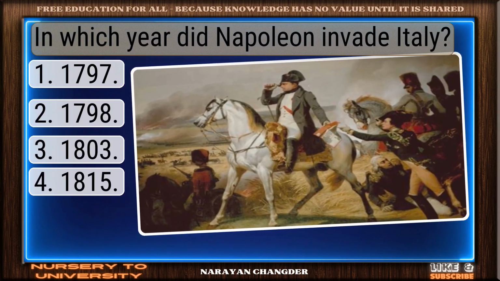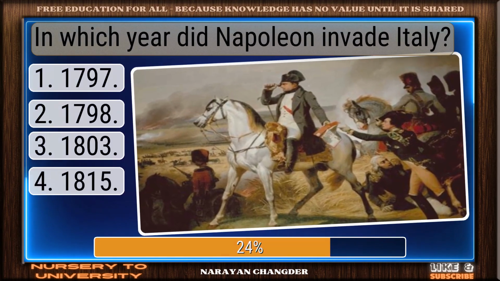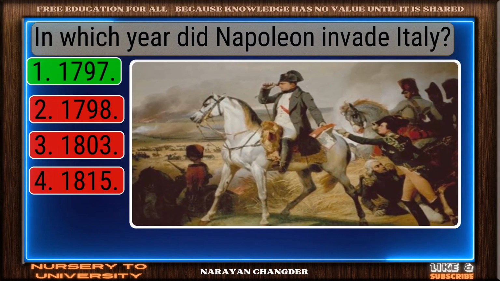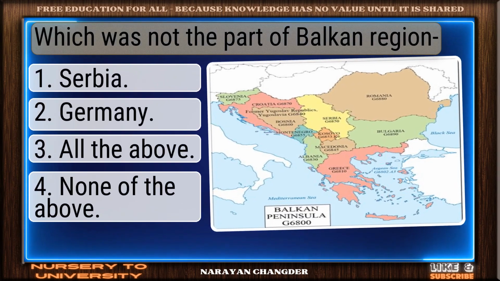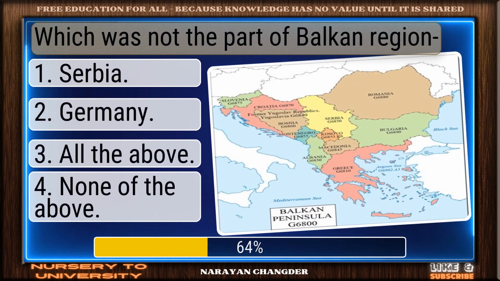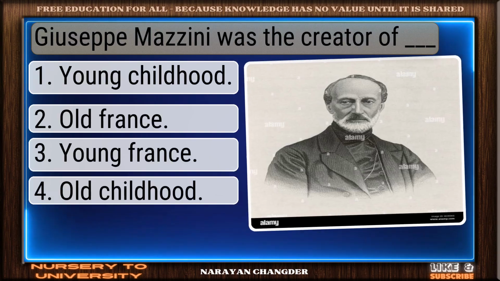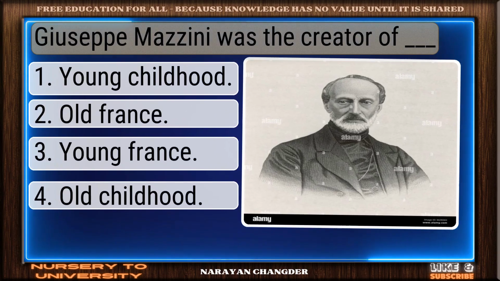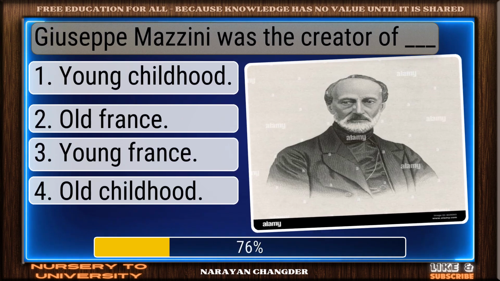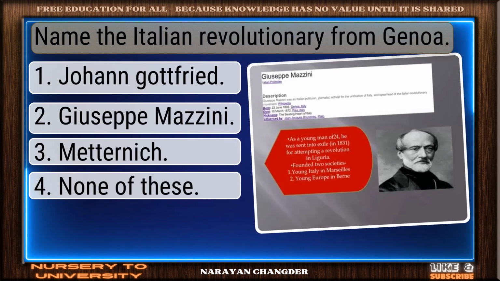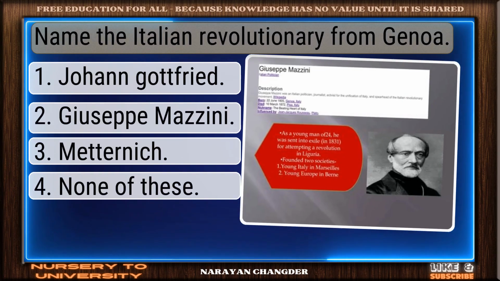In which year did Napoleon invade Italy? On track. 1797 is correct. Which was not the part of Balkan region? You chose Germany. Correct. Giuseppe Mazzini was the creator of dash. Well done. Young France is right. Name the Italian revolutionary from Genoa.